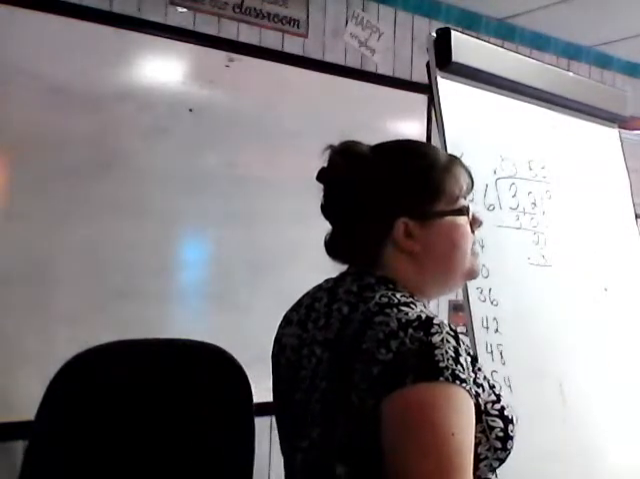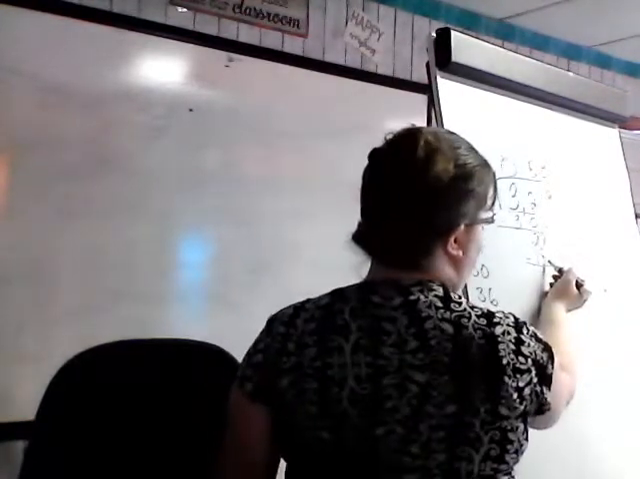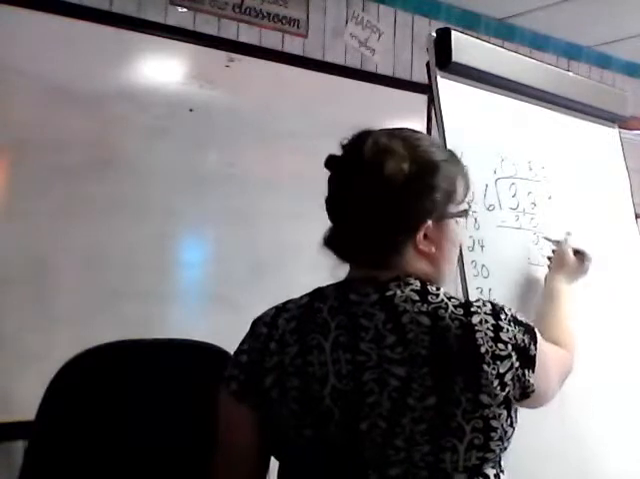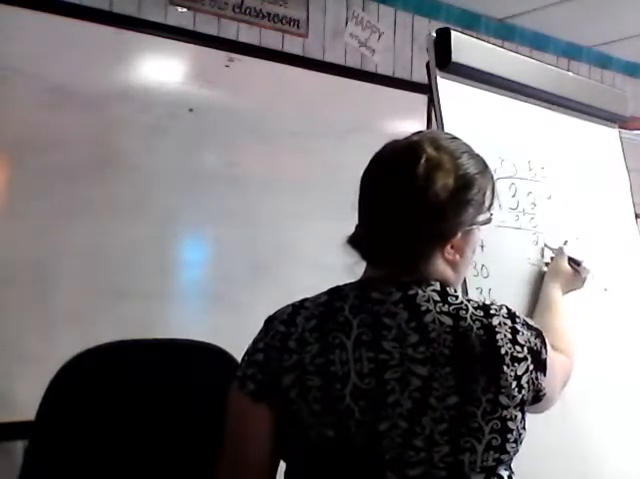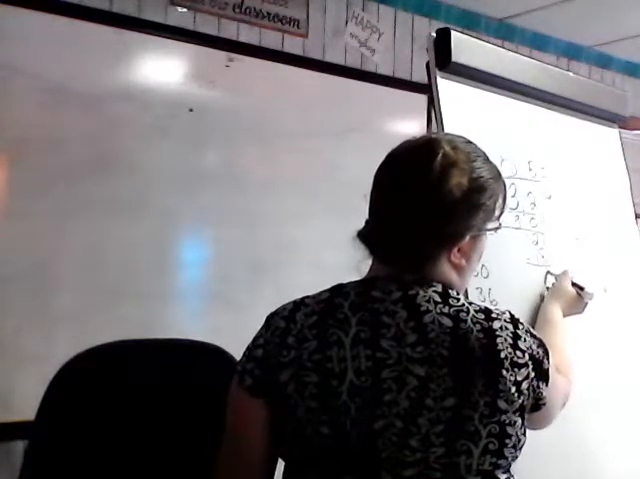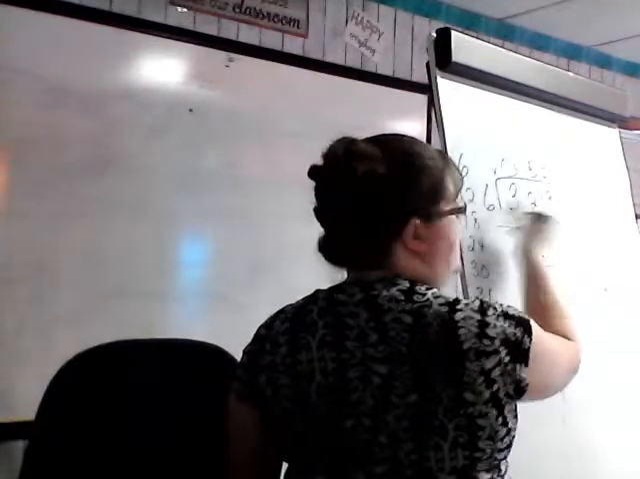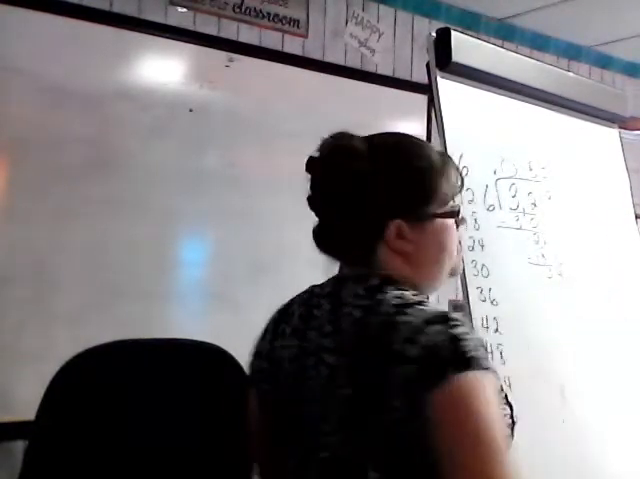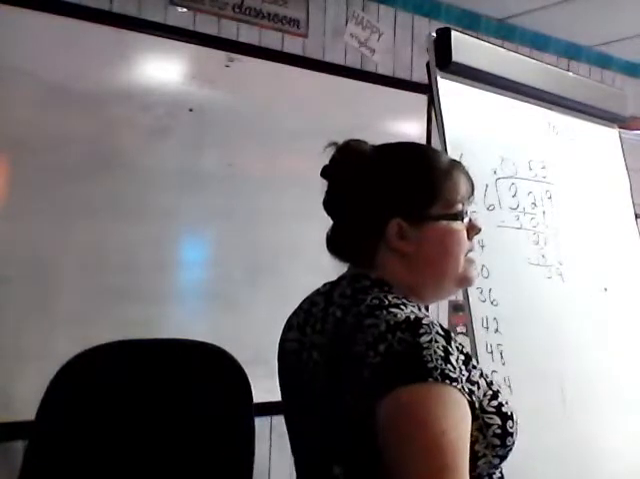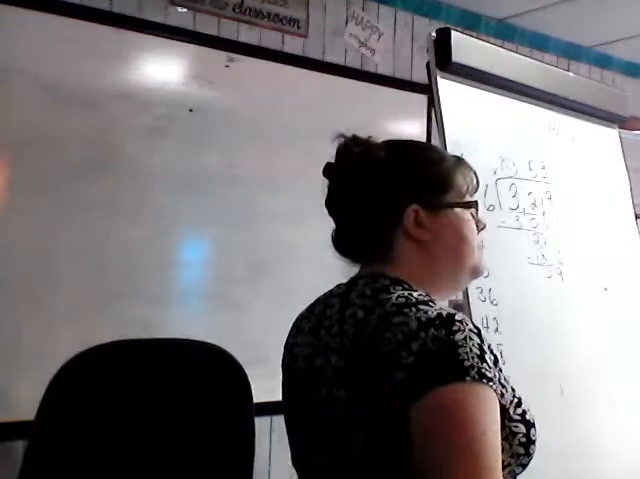Can I subtract 1 minus 8? No, so I've got to borrow from the 2, make it a 1, make my 1 an 11. 11 minus 8 equals 3. Is 3 smaller than 6? Yes, so I'm going to bring down my 9, and my new number is 39. Catherine, what is 39 divided by 6?